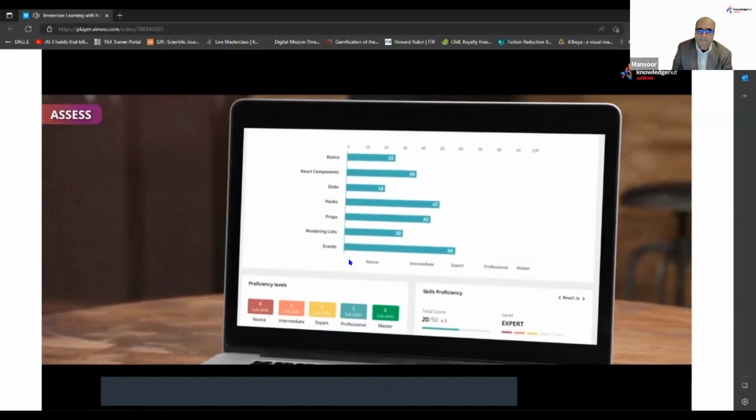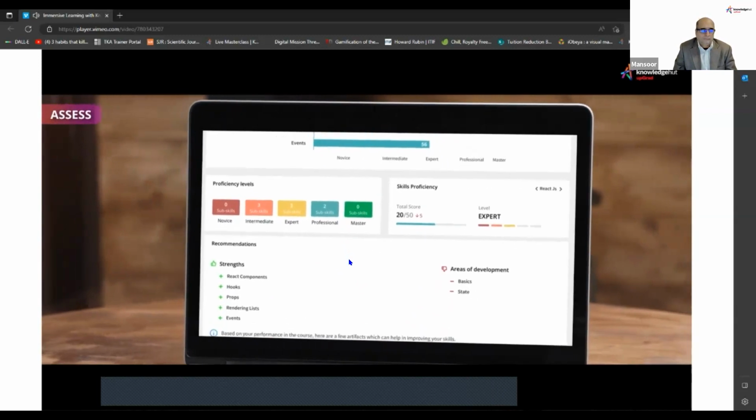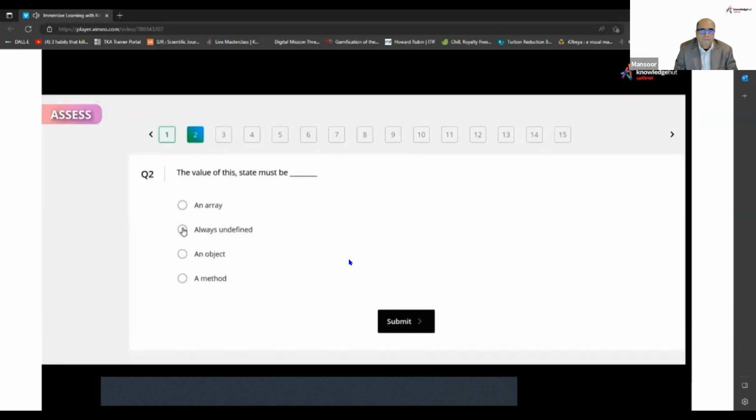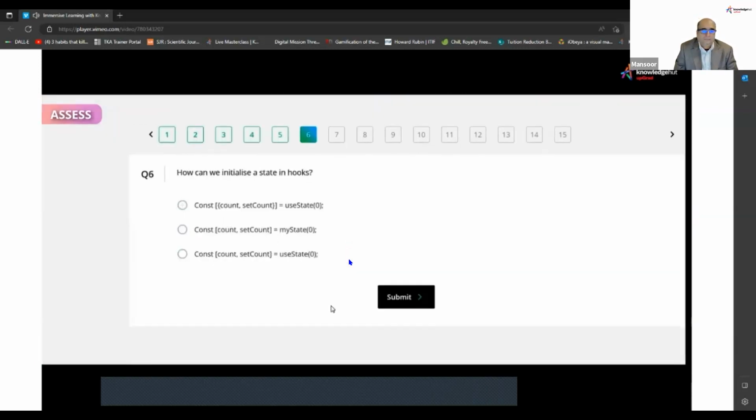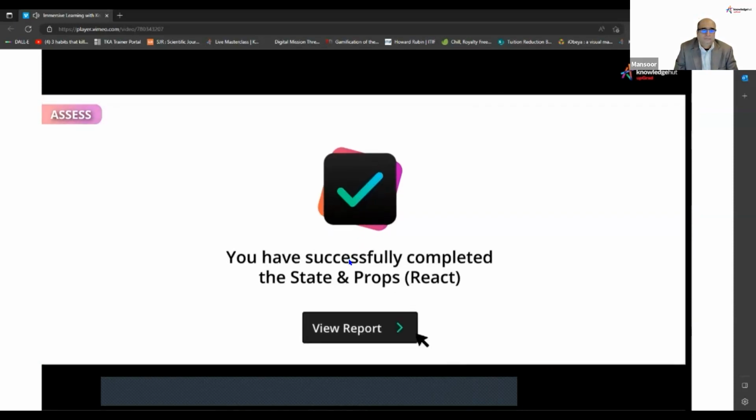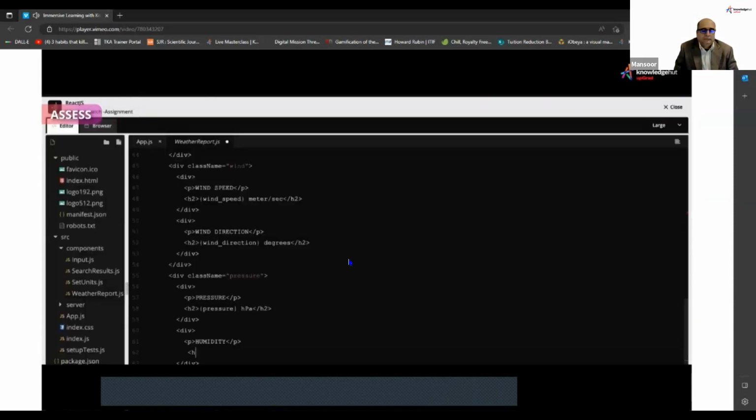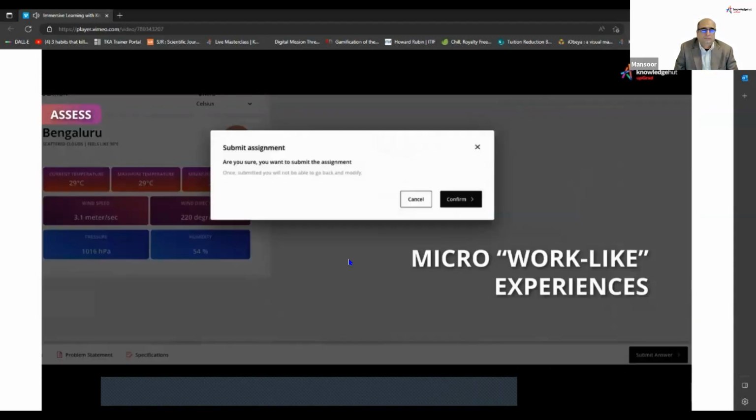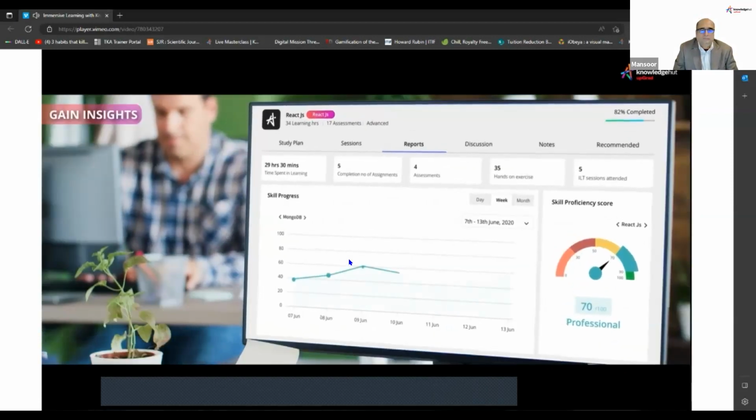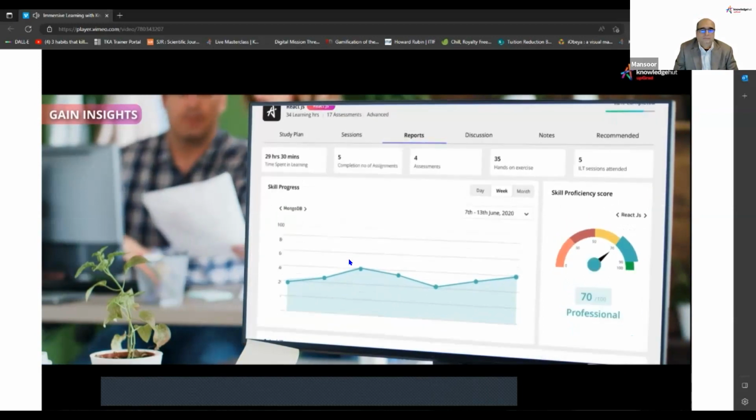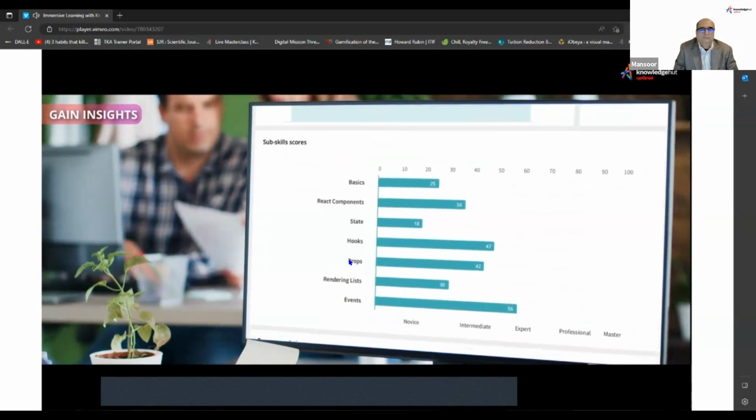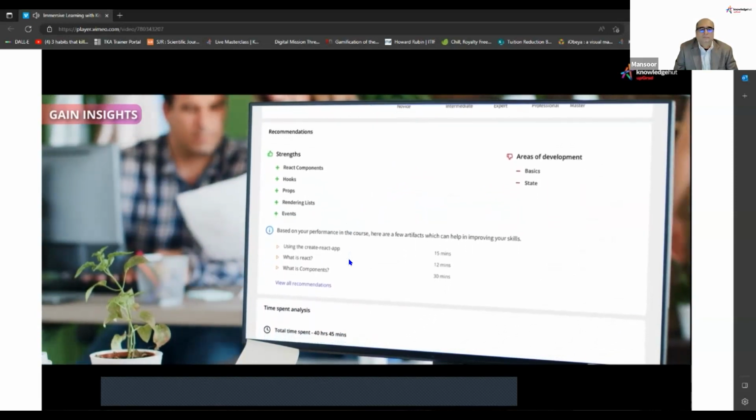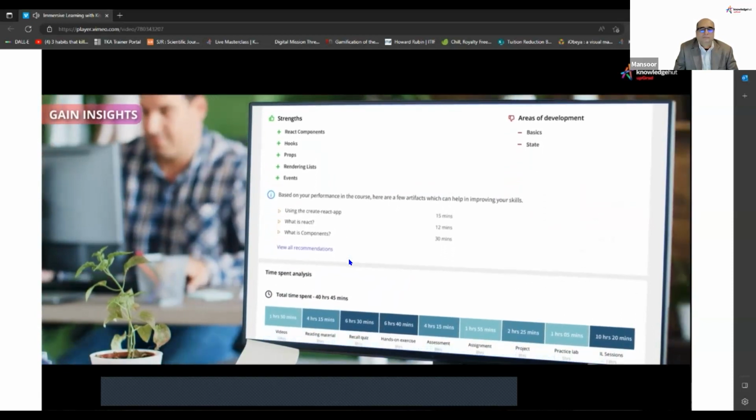Our diagnostic assessment helps benchmark you, gauge where you stand, learn tactically, and develop the skills you need to move fast. Assess your skills at every stage with a variety of questions ranging from multiple choice to code-based, completely auto-graded by our system. Assignments and projects within our inbuilt and intelligent development environment give you micro work-like experiences. Based on your performance in the assessments, assignments, and projects, you gain deep insights on your progress. Identify areas you are good at and where you need to improve. Follow recommendations and enhance your skill proficiency from where you are to where you want to get.